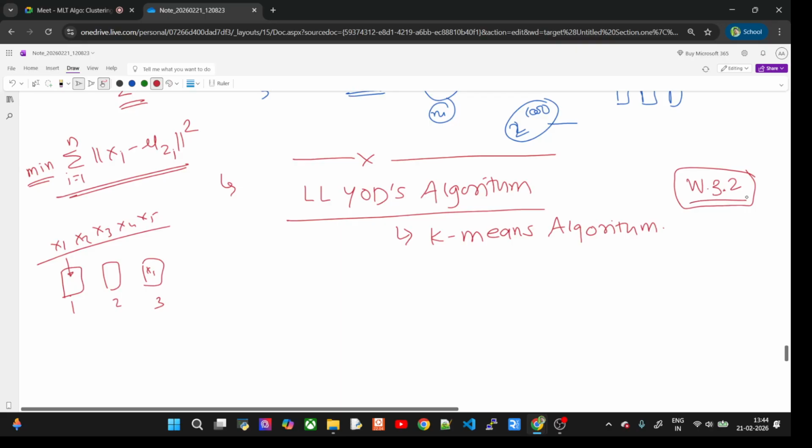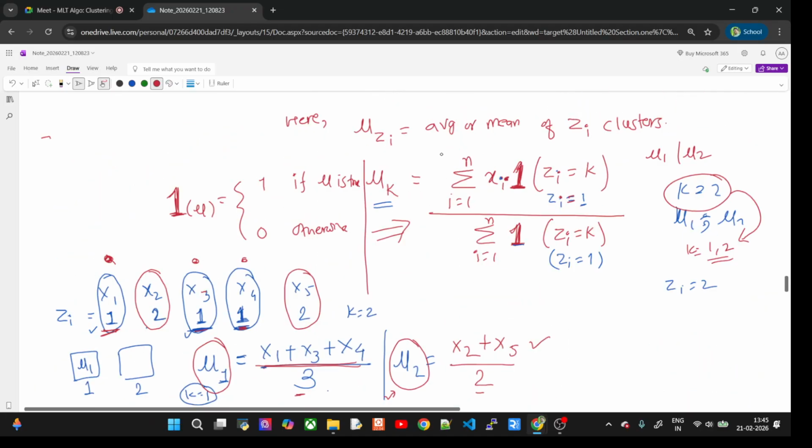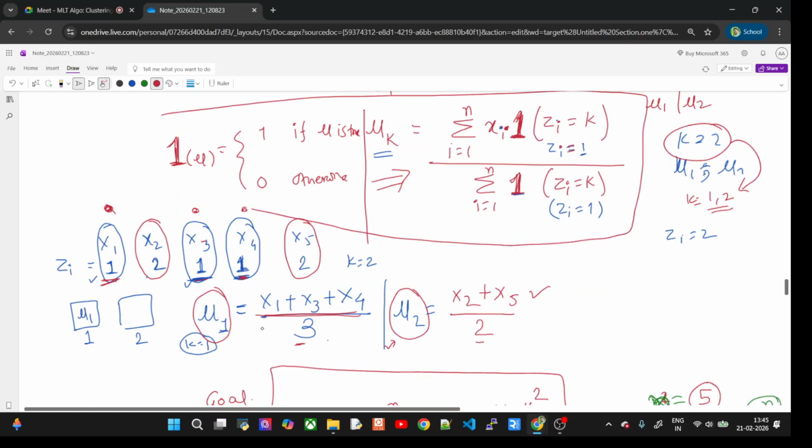There is a question that may come in this exam: what is the goal of this clustering? This is your goal, you have to minimize this equation by considering z1 till zn, and it should be the minimum of the summation of xi minus mu zi. It's zi, always remember. And the questions may also ask what the mean is. The mean is nothing but the formula that I gave you here. This is the mean formula. Just remember this formula with this example.